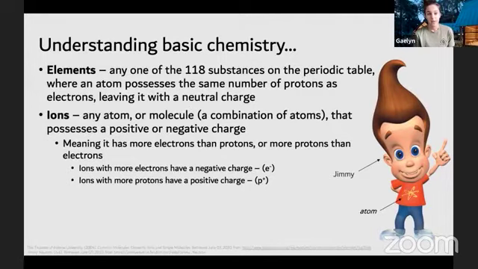I don't have a picture of the periodic table because there are 118 things on there and it is kind of overwhelming to look at, but it is important to know that some of them are man-made and some of them are naturally made. So just keep that in mind.